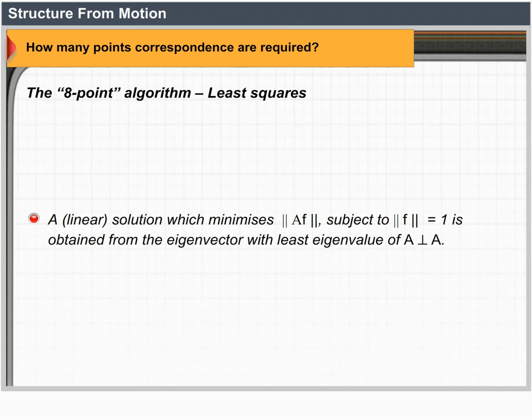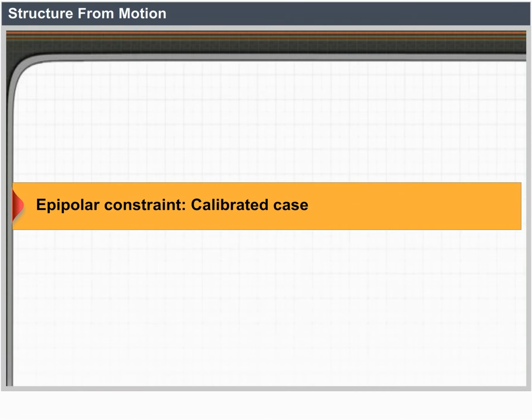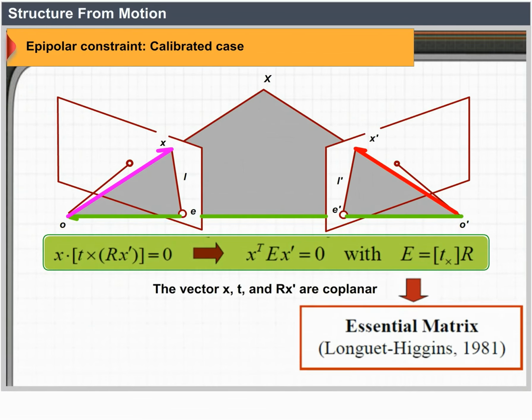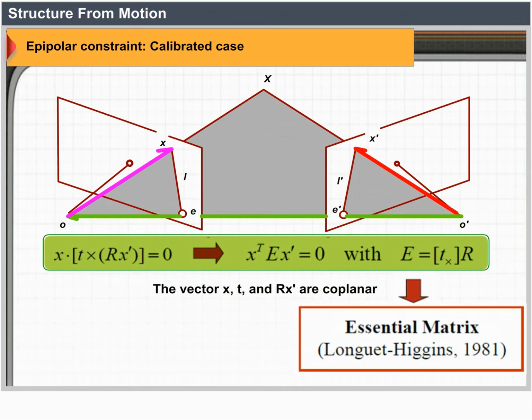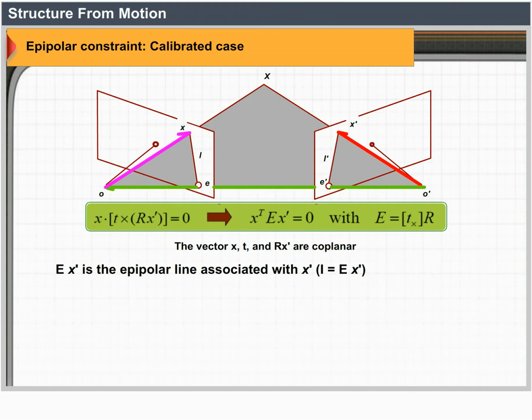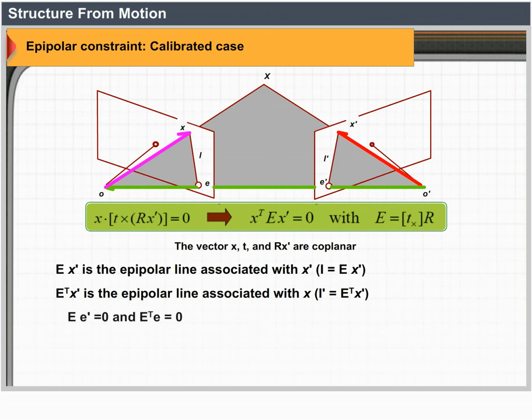Epipolar constraint, calibrated case, is represented by the following diagram and equations, where E represents the essential matrix. The vectors x, t and R x dash are coplanar. E x dash is the epipolar line associated with x dash, where l equals E x dash. E to the power T x is the epipolar line associated with x, l dash equals E to the power T x. x dash transpose E x equals 0, and E transpose t equals 0.